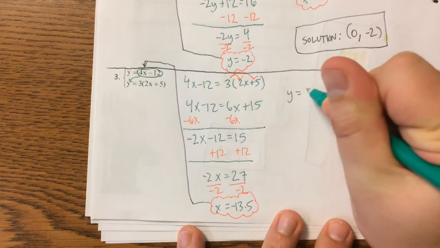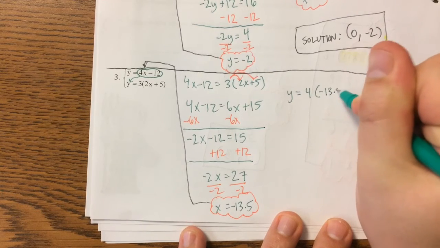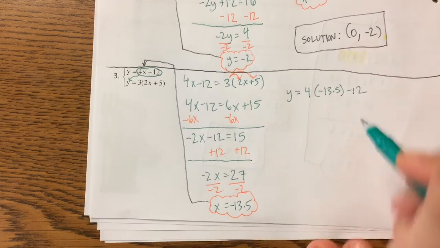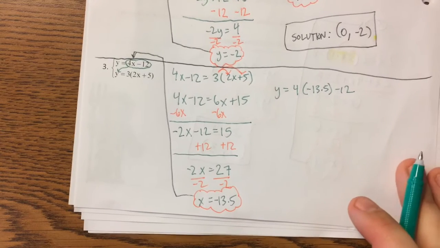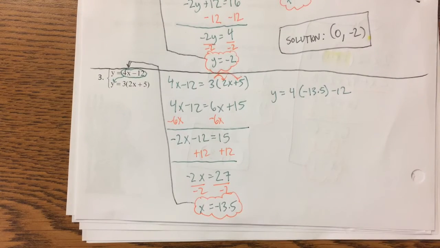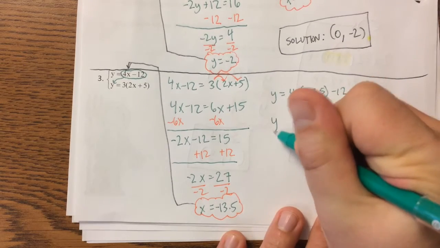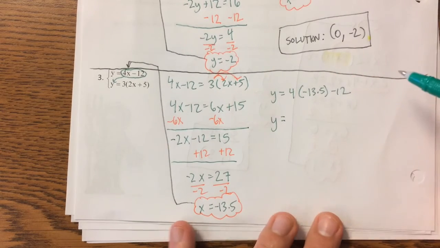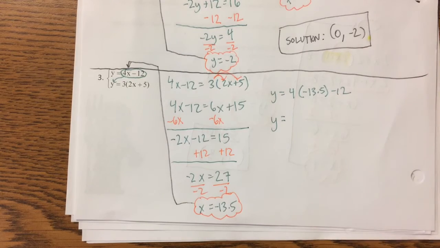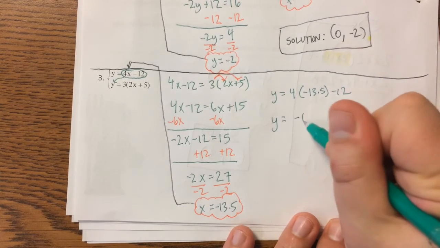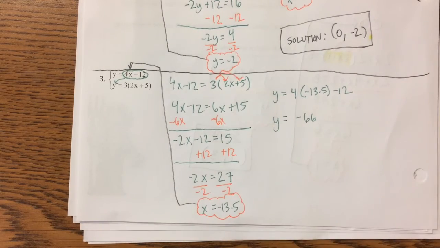So I get y equals 4 times negative 13.5 minus 12. This looks like something you would want to throw in the calculator. So 4 times negative 13.5 minus 12. Negative 66? Sounds like that could be right.